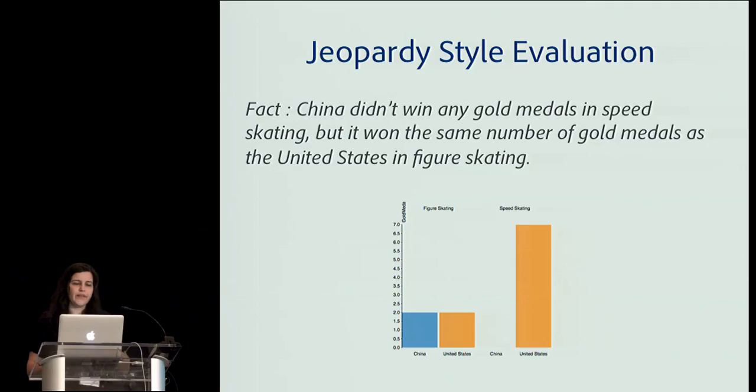And the actual evaluation methodology was something we termed Jeopardy-style evaluation, which asks users to read a fact and then create a visualization that proves or disproves that fact. In our case, we were giving them all valid facts and asking them to create visualizations that illustrate those facts. And so here is one such fact. China didn't win any gold medals in speed skating, but it won the same number of gold medals as the United States in figure skating.